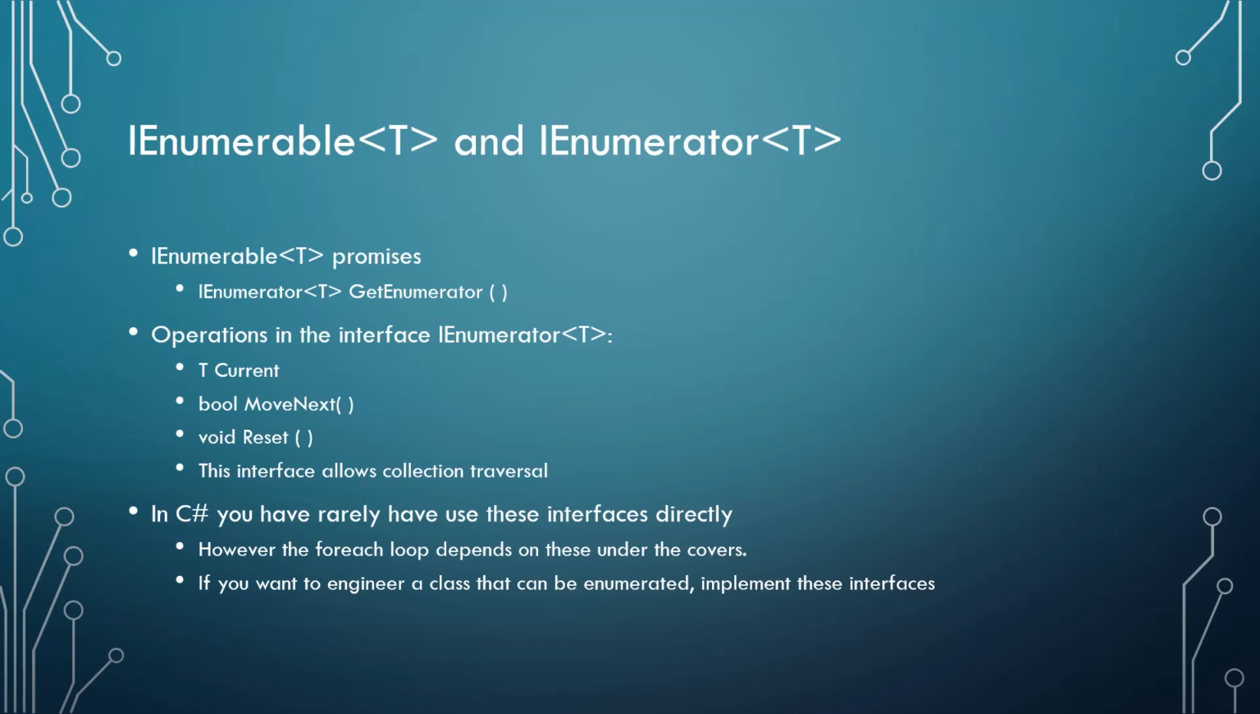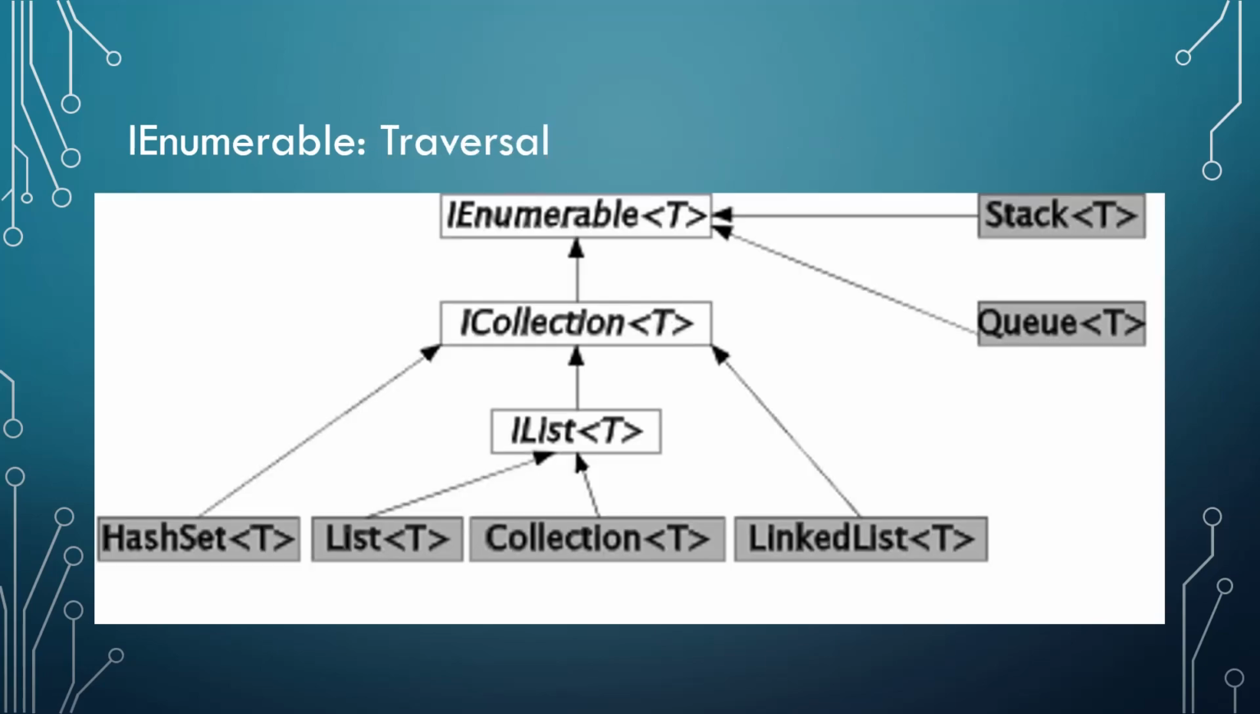In C# programming, you'll very rarely use IEnumerable and IEnumerator directly. However, the foreach loop depends on each of these under the covers. So they are used anytime you use the foreach loop, or if you want to engineer a class that can be enumerated, you need to implement these interfaces. Again, this is at the top of the hierarchy. It enables traversal of the list.